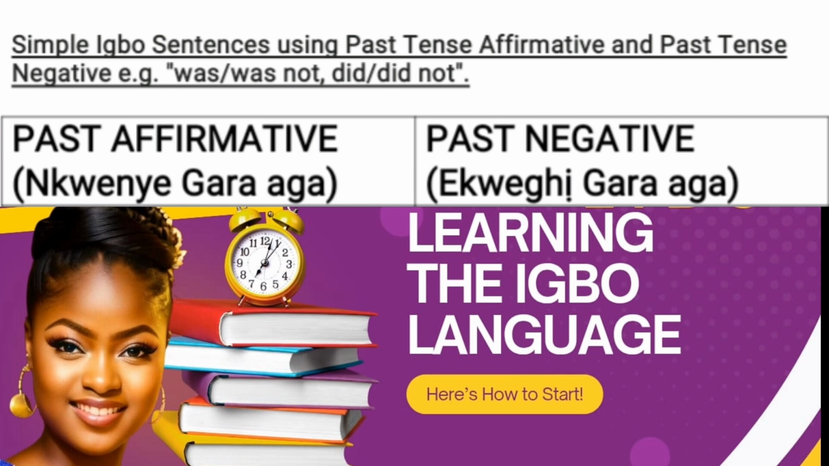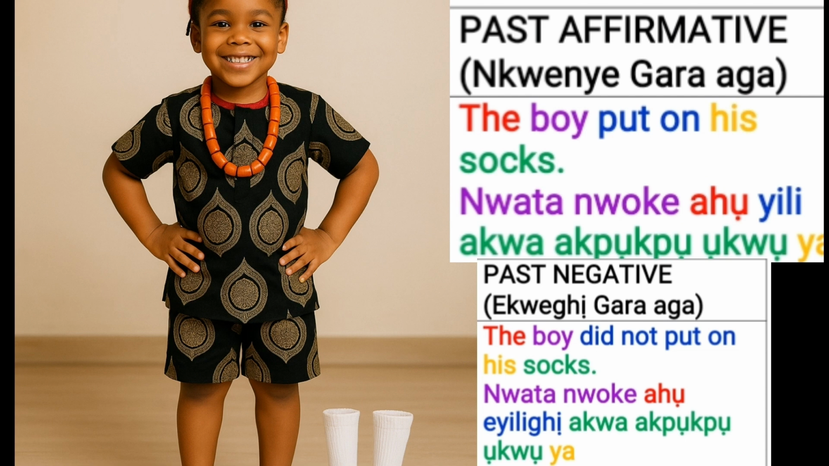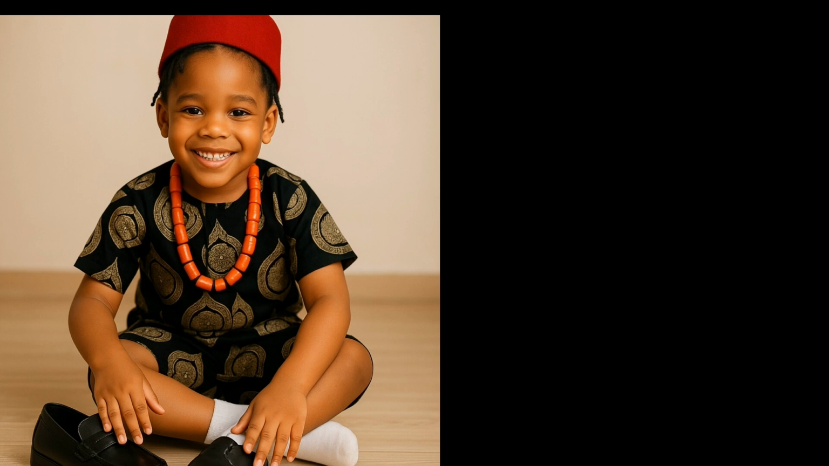Let's proceed. The boy put on his socks. Nwata nwoke ahụ yiri akwa akpụkpọ ụkwụ ya. For the negative, we have the boy did not put on his socks. Nwata nwoke ahụ eyilighị akwa akpụkpọ ụkwụ ya.